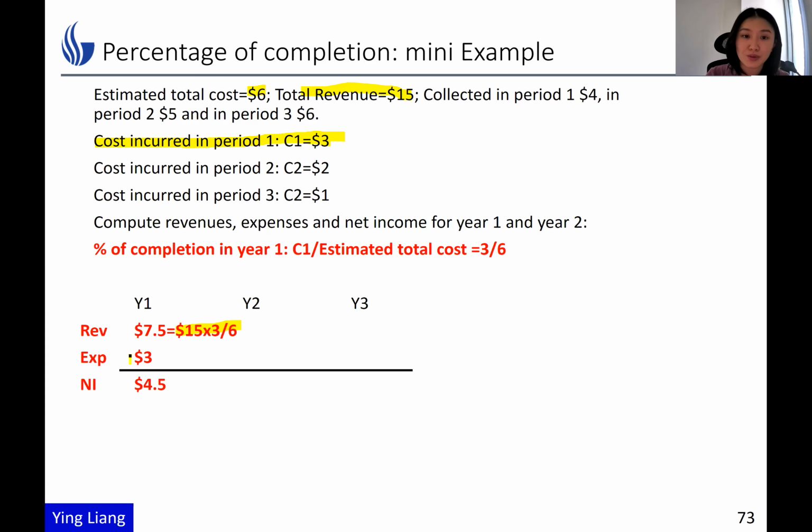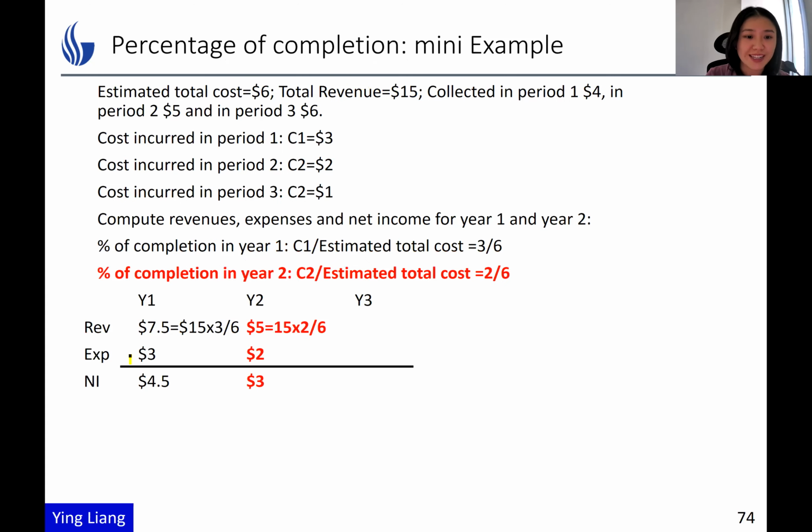Now let's do year 2 or period 2 in the same logic. In year 2, our cost is $2, and I still divide it by the total estimated cost, which is $6. Here, then I get 2/6, which is the percentage of completion in year 2. Well, I use the same logic. First, for revenue, I use the total 15. $15 times 2/6, I get $5. This $5 is going to be the revenue we are going to recognize in year 2.